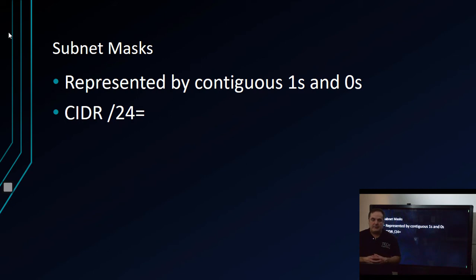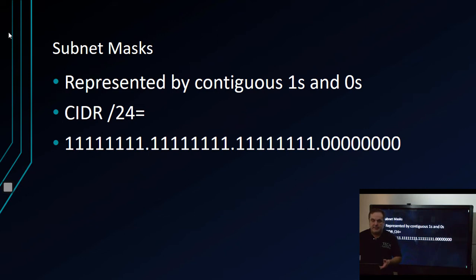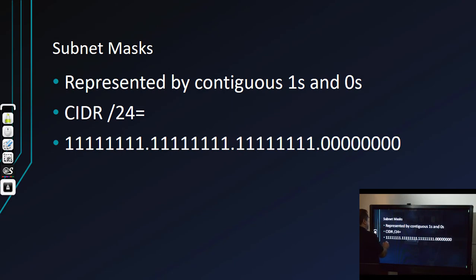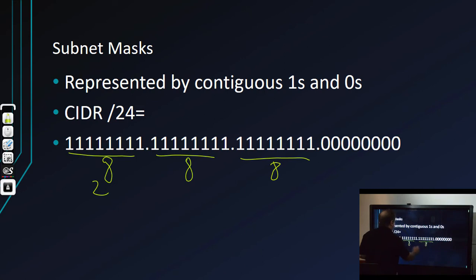So if we take a look at CIDR, the classless inter-domain routing that we talked about previously, CIDR /24, just as an example, we can see that it's represented by 3 octets that are all set to ones, and the 4th octet that is set to zeros. So if we highlight these, each one of these octets is 8 bits, right? So if we just say 8 plus 8 plus 8, we get 24. So that's how we end up with this /24.